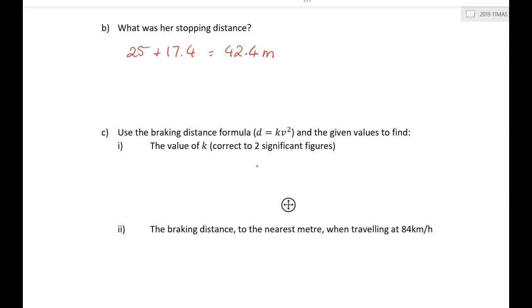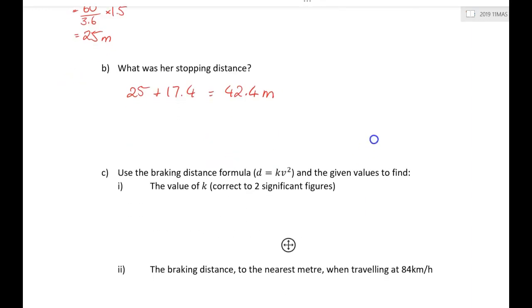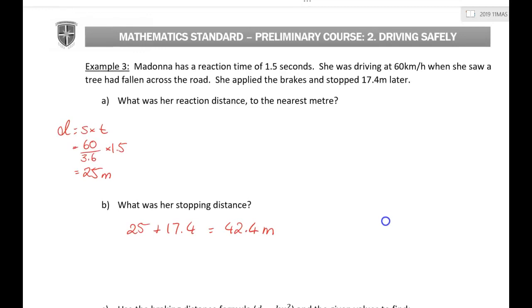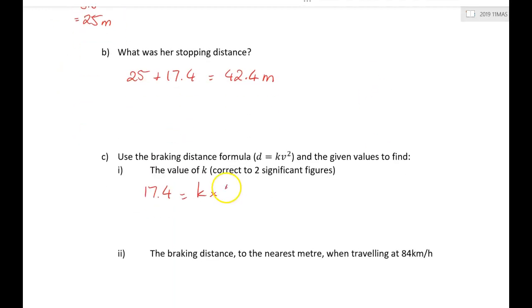So, substitute in. Now we know that our distance was 17.4 equals k, don't know, times v squared. And we can just use 60 squared here instead of 16.6 recurring, which we saw is our speed in meters per second. That means that k is 17.4 over 3,600, 60 squared.